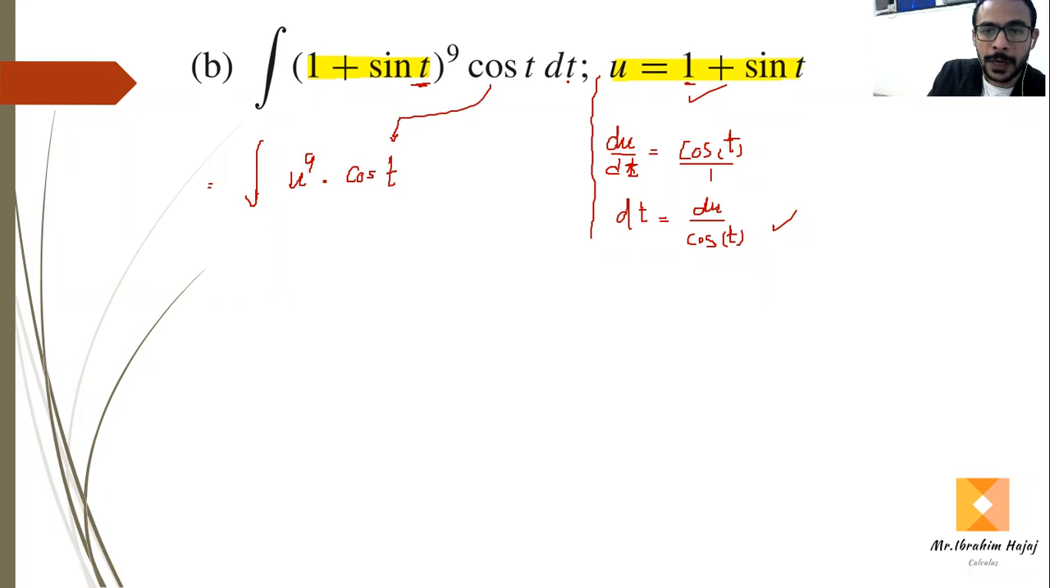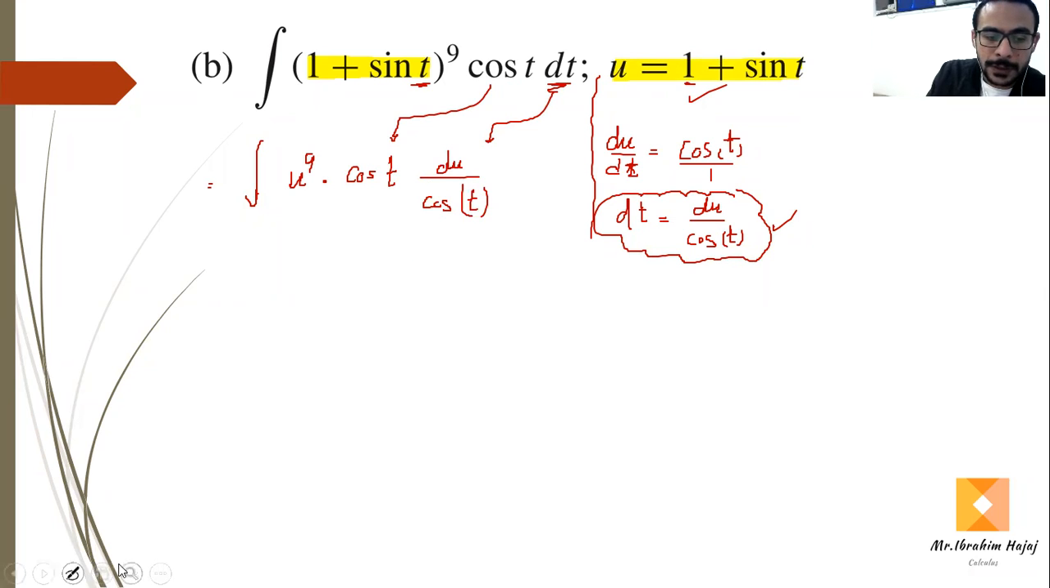Okay, and what's the dt here? dt is du over cosine of the angle t. Then simplify: cancel cosine t and cosine t, so we'll have u to the power 9 times du. You have the integral of u to the power of 9 du, and u is 1 plus sine t.